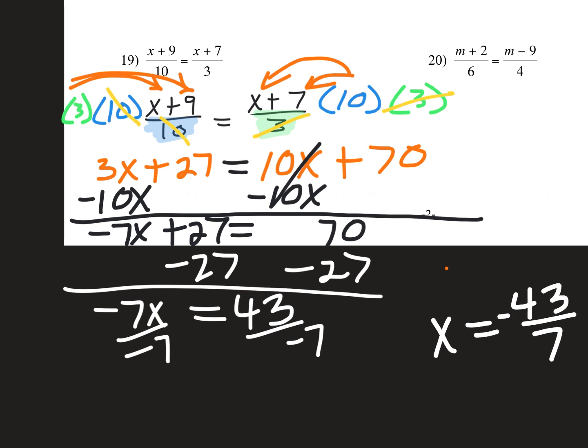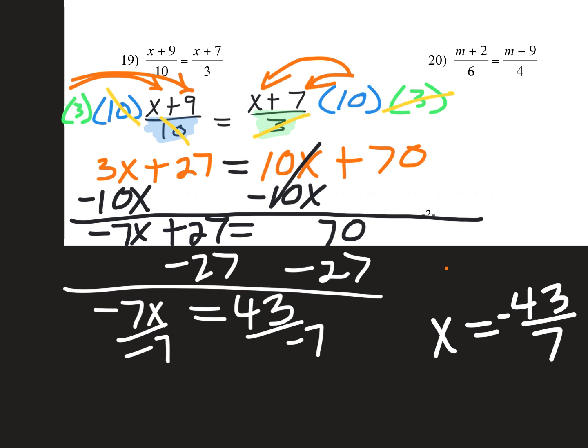Even though it technically doesn't matter, you want to put the negative there in the front. If you didn't know that 43 over 7 won't simplify, remember, you can just put in your calculator 43 divided by 7. That will give you a decimal. You'll hit that little math fraction option. It'll turn it back into a fraction for you.